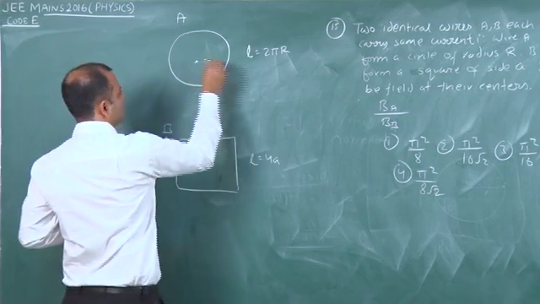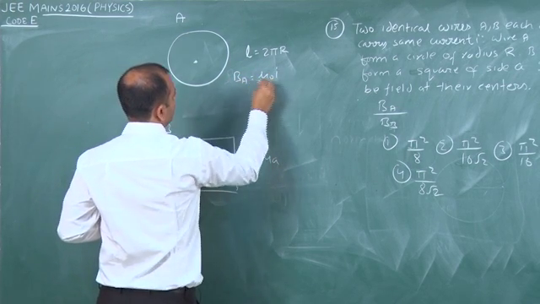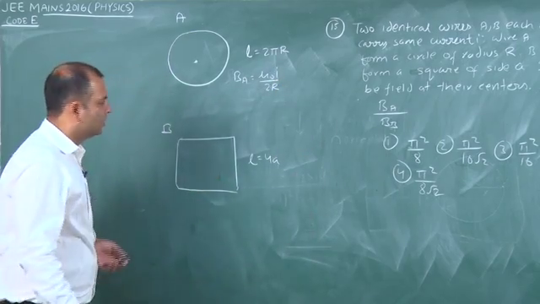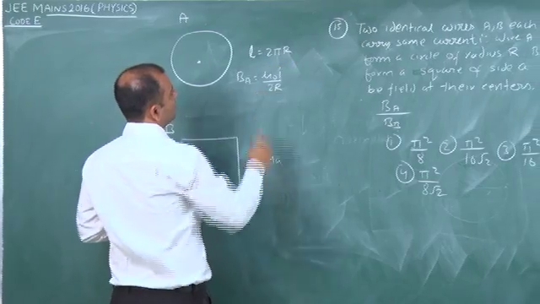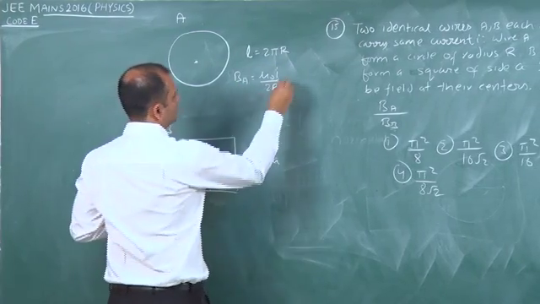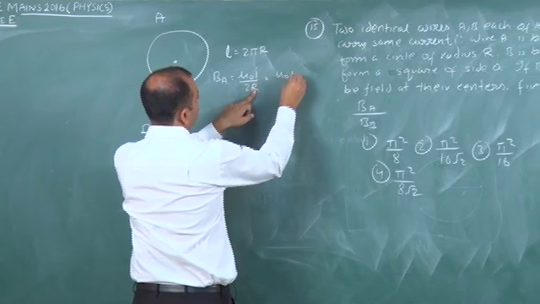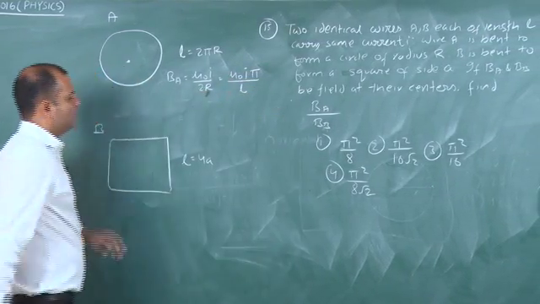What will be the field at the center here, BA? Well, the formula is simple, it is equal to mu naught I divided by 2R. Well, standard formula, all of you are supposed to remember it. What is the value of R here? R is equal to L divided by 2 pi. So, if I put L divided by 2 pi, it is mu naught into I into pi upon L, that is all for BA.